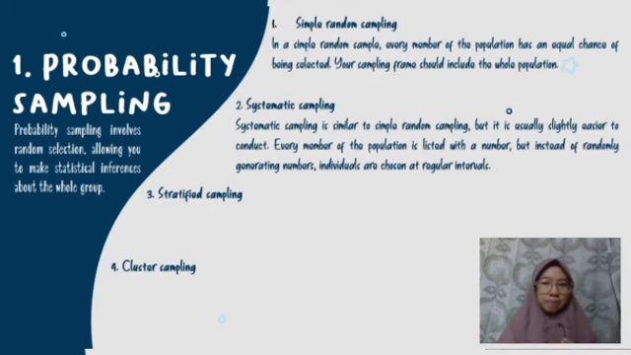How about systematic sampling? Systematic sampling is similar to simple random sampling, but it is usually slightly easier to conduct. Every member of the population is listed with a number, but instead of randomly generating numbers, individuals are chosen at regular intervals.